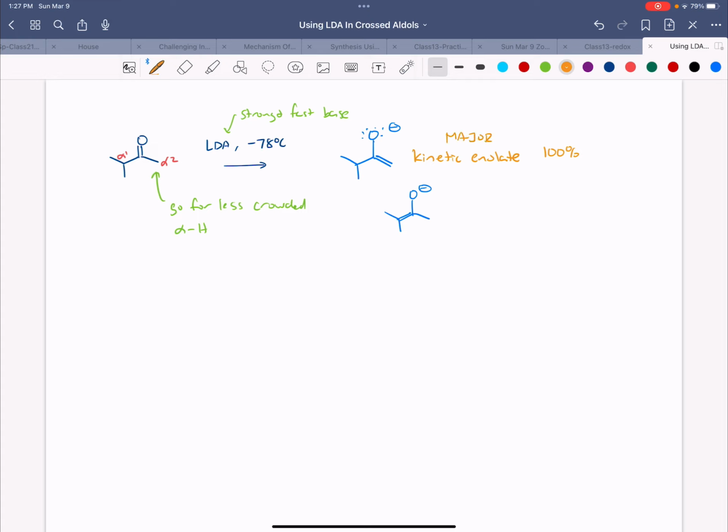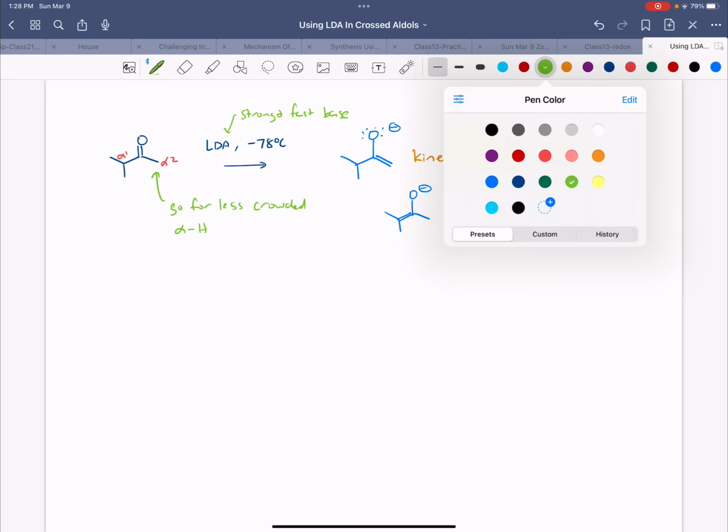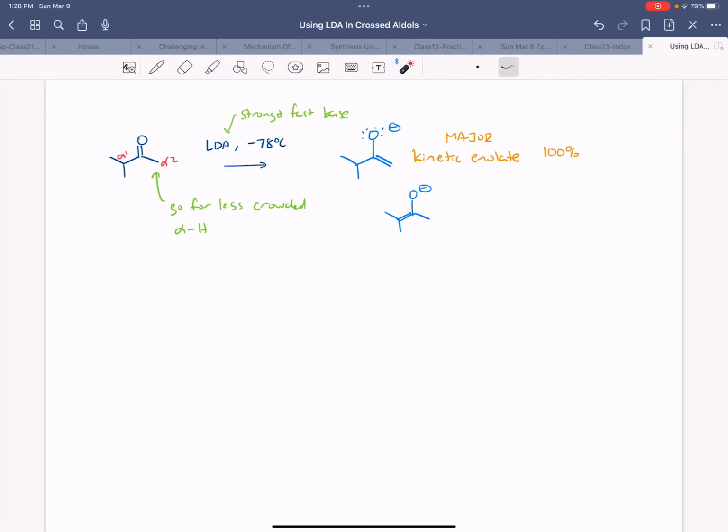I'm not going to get into the details of the reaction coordinate diagram where we see how high a hill you have to jump over to get to the kinetic versus the thermodynamic. I'm hoping that you can understand that because we have a fast, strong base, and we're running it at very low temperatures, once you remove the proton that's easier to remove, then you're done. You don't get another chance to remove this hydrogen here.